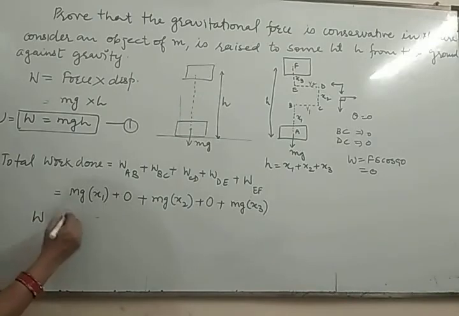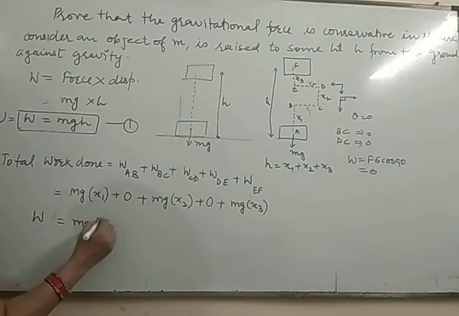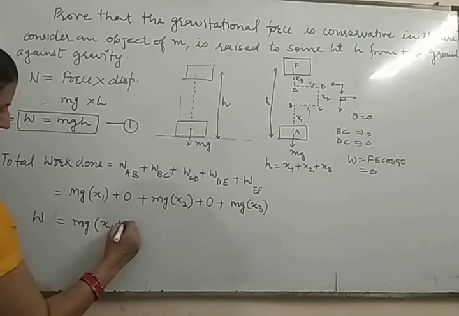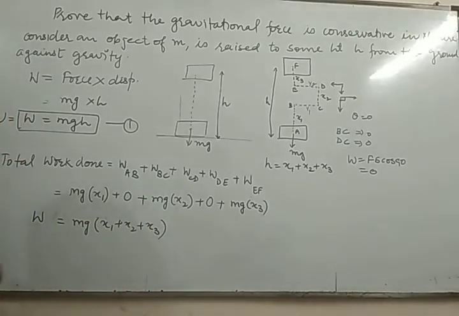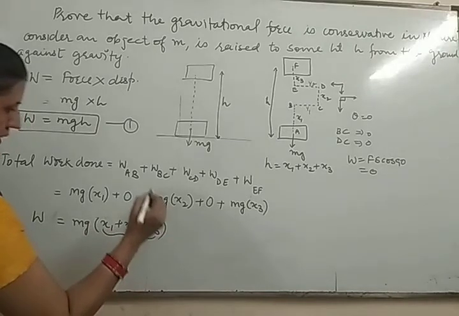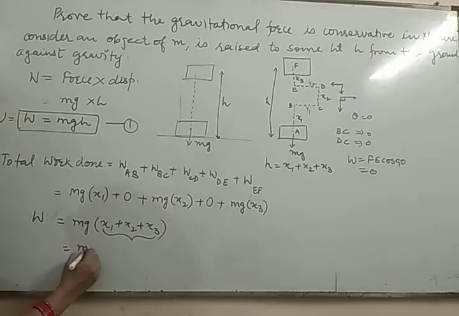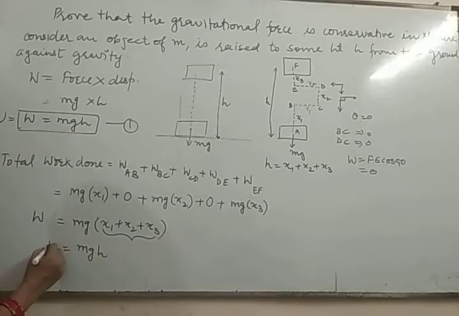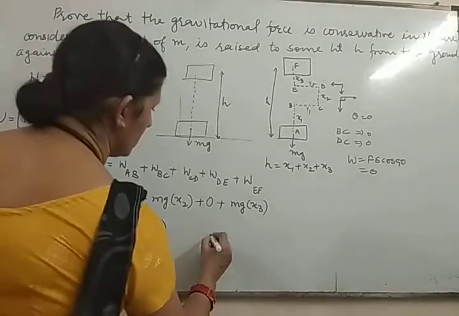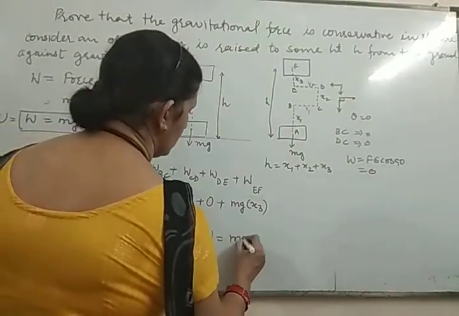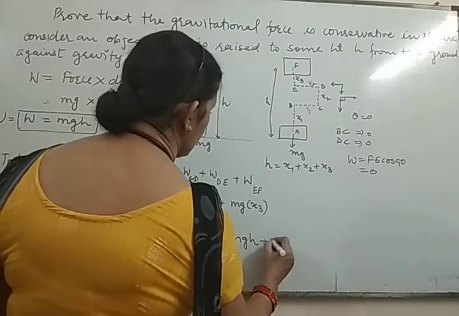The total work done is equal to, take mg constant, and x1 plus x2 plus x3 inside the bracket. Put the value of x1, x2, x3. This is mg into h. This is the work done, or you can say the potential energy against gravity. This work done is equal to potential energy.